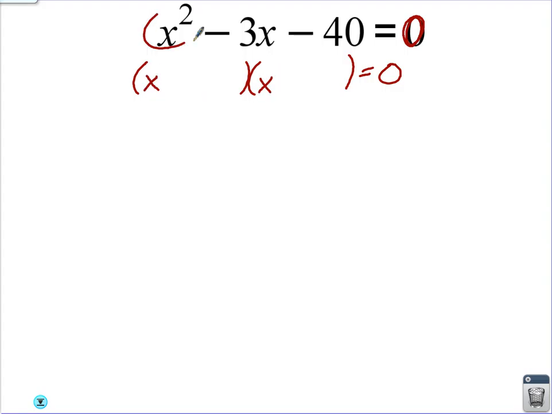X times x gives me my x squared. And now the two questions again. I need two numbers that add to give me negative 3, but don't start there. Add to give me negative 3, and those same two numbers must multiply to give me negative 40. Y'all have me make a list. Multiplies to give me 40. Let's do a short list here. What are some things that multiply to give you 40?